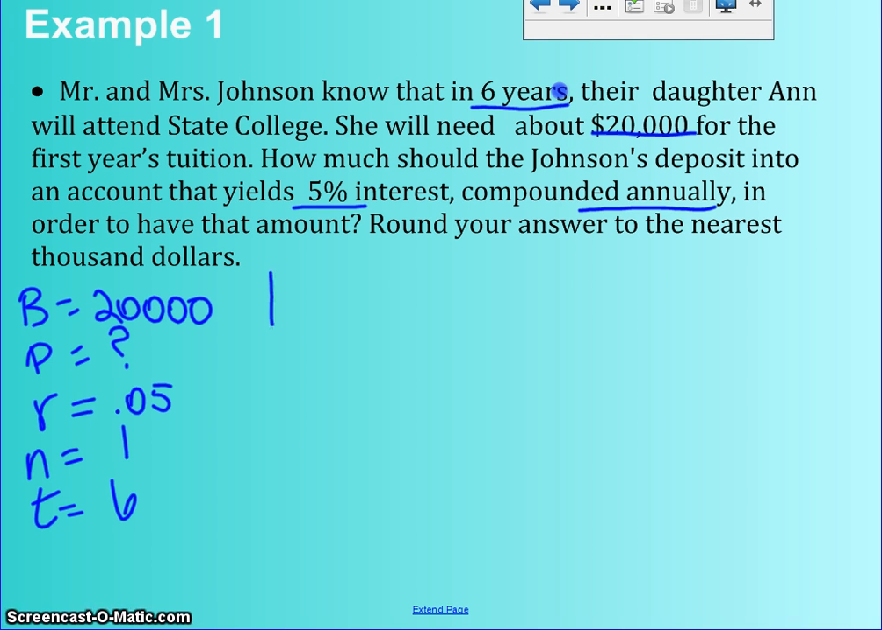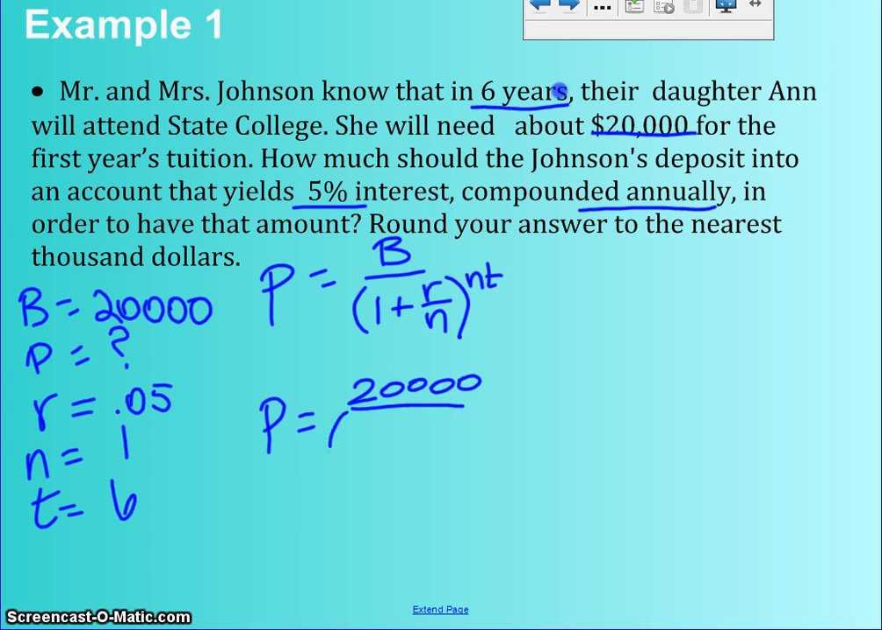So we need a new formula because we're actually solving for principal, the principal balance, not the ending balance. So that new formula looks a little bit like this. It's principal equals the balance divided by 1 plus the rate divided by the n times compounded, all to the times compounded times time. So let's plug in our values. Principal is what we're looking for. $20,000 is my value for my balance. 1 plus 0.05 divided by 1, all to the 6th power.